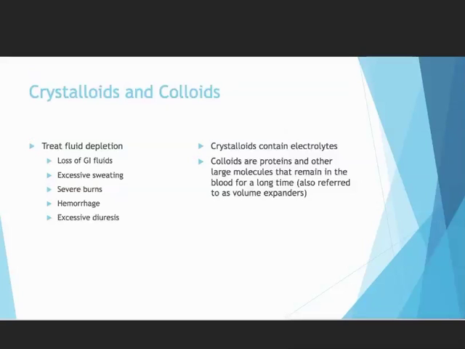Could be lost from GI fluids, because of sweating. Burns typically cause fluid shifts into the interstitial spaces, so they actually take it out of plasma and shift. This is essentially what happens often in shock. Hemorrhage secondary to blood loss, right? You have to expand plasma volume because you're losing blood from a source. And excessive diuresis, so again, I've lost excess fluid volume secondary to the renal effect.